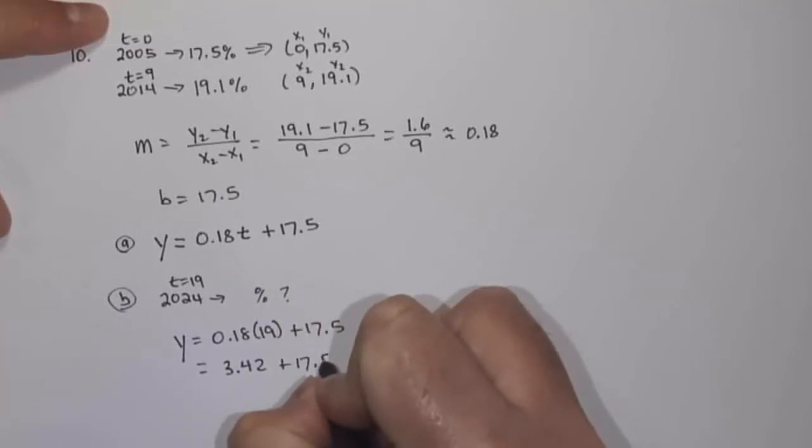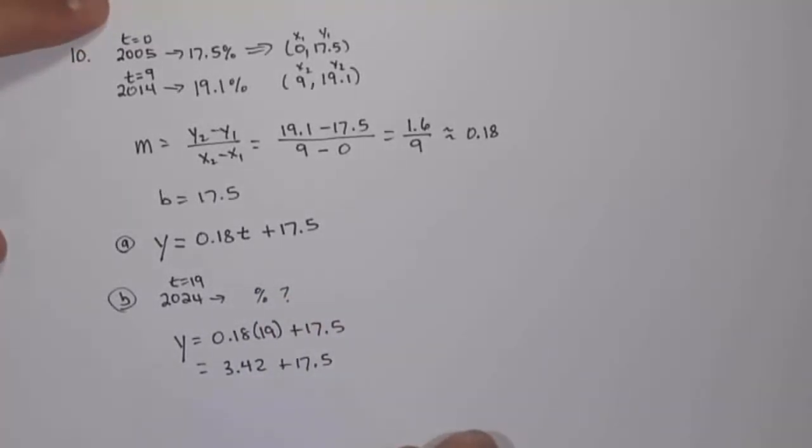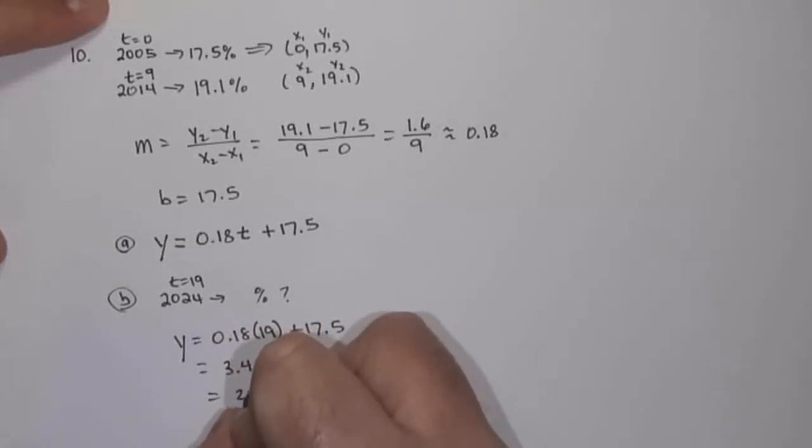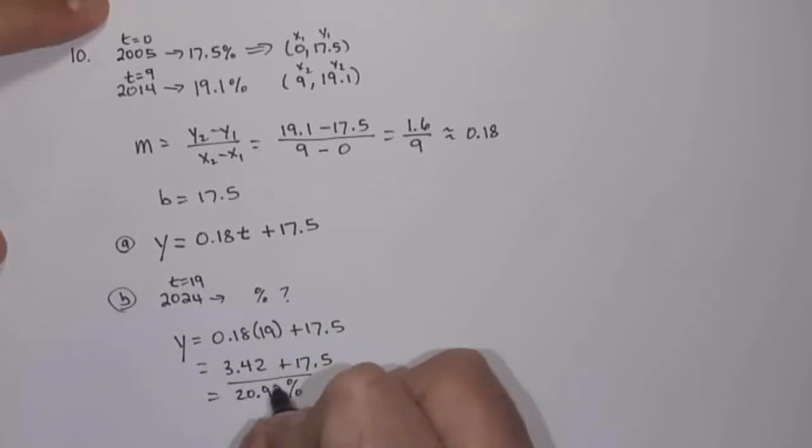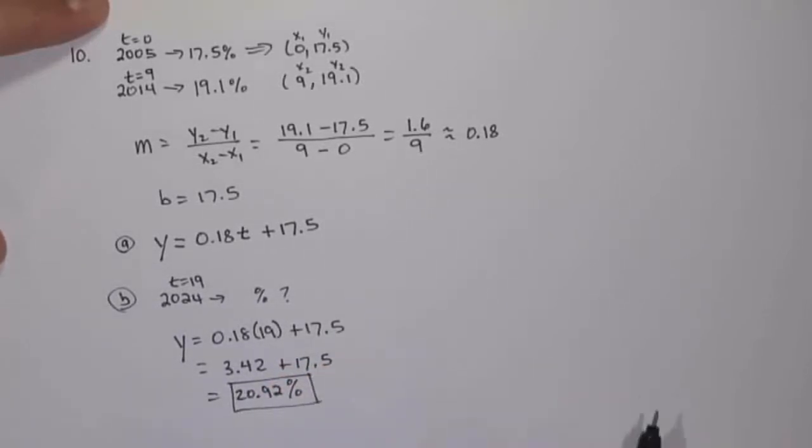And 3.42 plus 17.5 is 20.92. So we would predict, based on our model, that about 20.92% of individuals aged 15 and older will be participating in sports, exercise, and recreation on an average day. Okay, let's look at number 11.